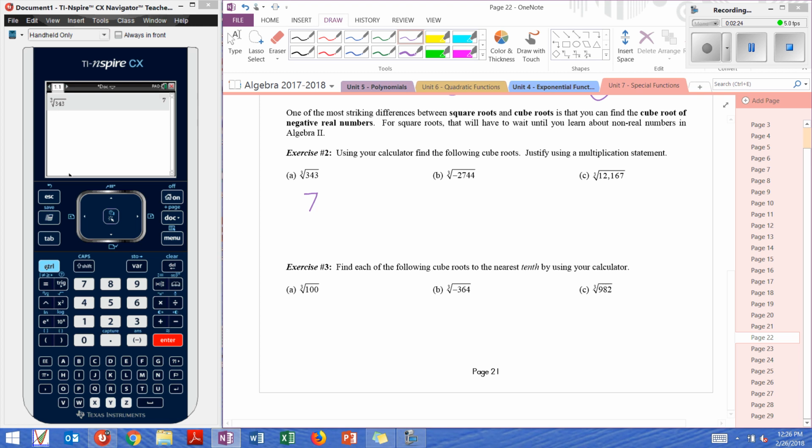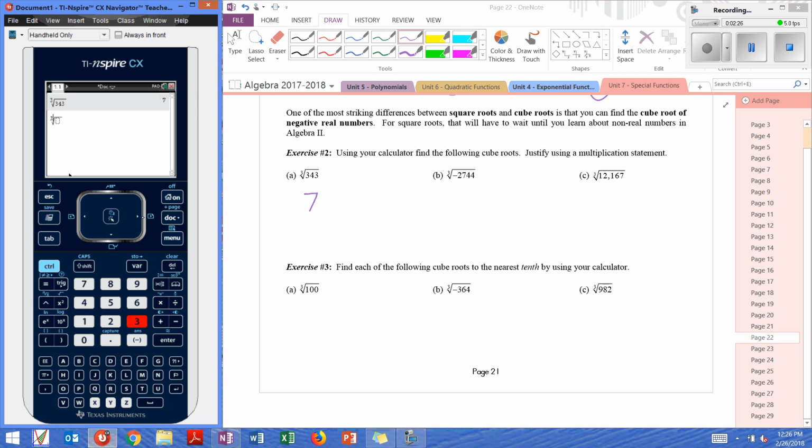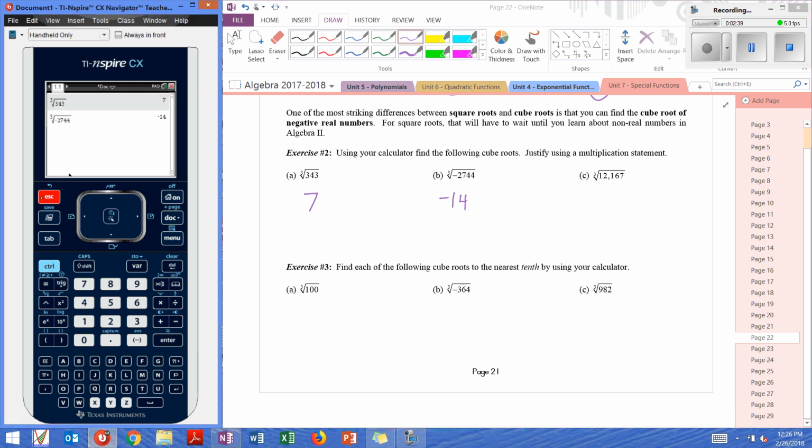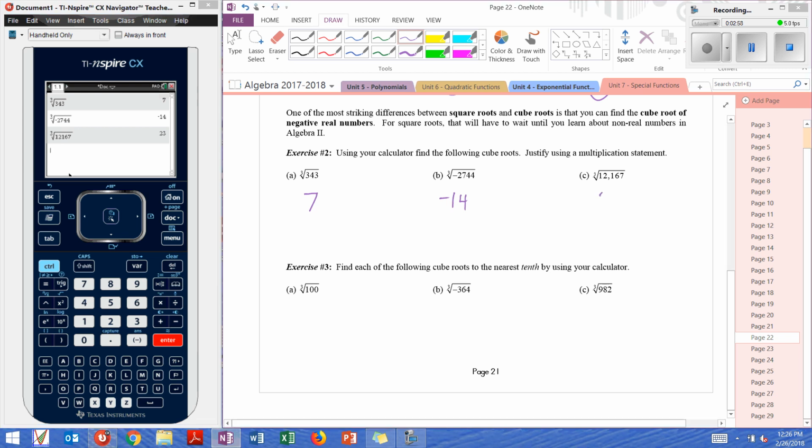Okay? Do the same thing. Control, caret, drop the 3 where the cube root is. Make sure you type a negative, not the subtraction sign. 2744. Hit enter. That's -14. And then lastly, same thing. Here we're going to type in, whoa, that's big, 12,000. Oh, I'm hitting the down arrow. I should be using the right arrow. So 12,167, hit enter, and it's 23.